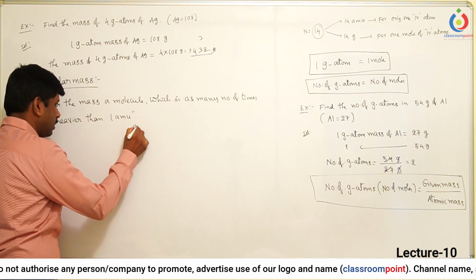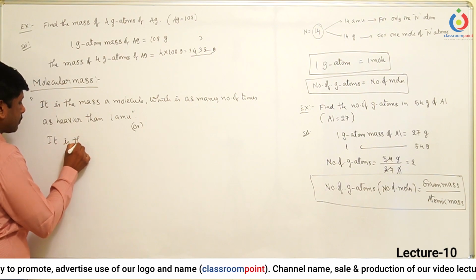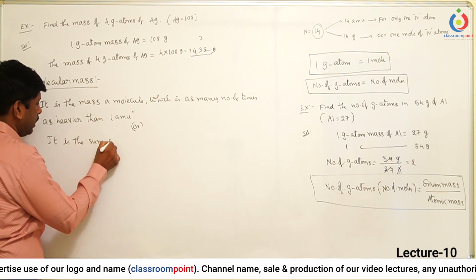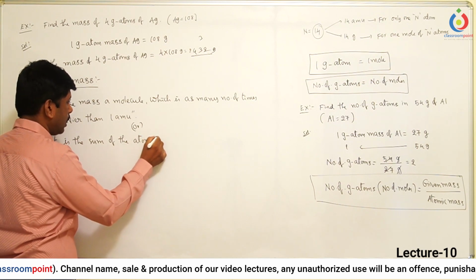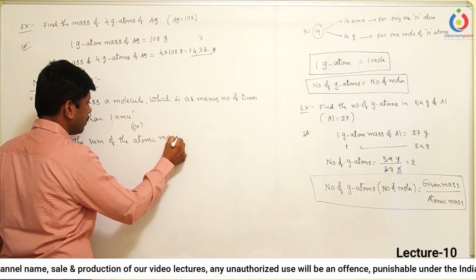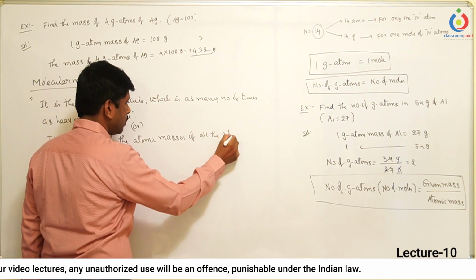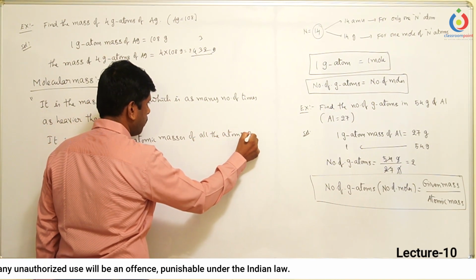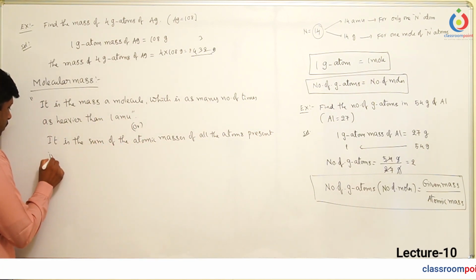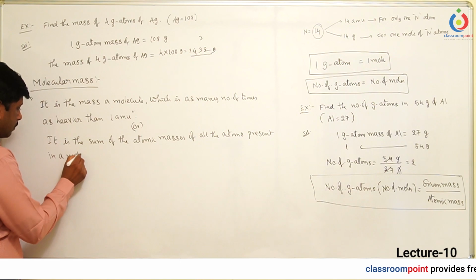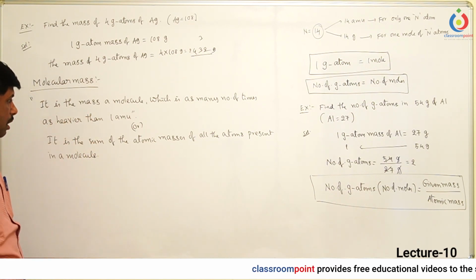There is one more definition. It is the sum of the atomic masses of all the atoms present in a molecule. So let us discuss both of these definitions now.